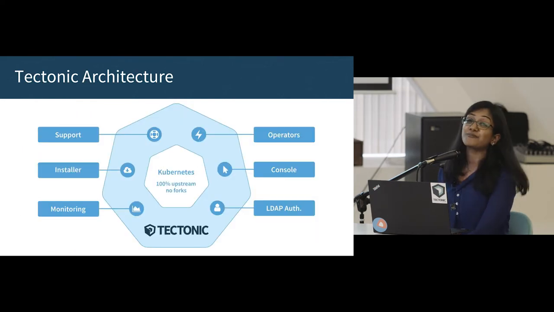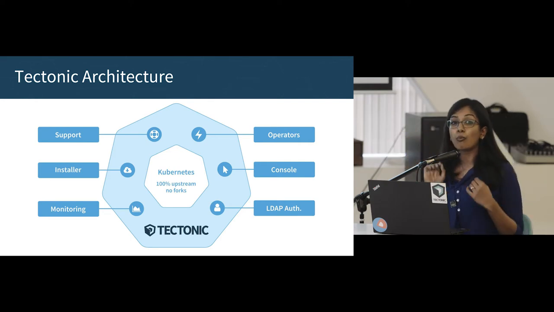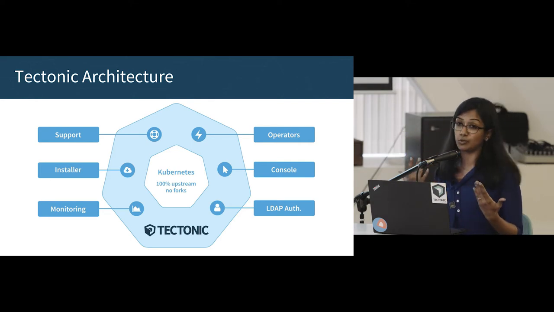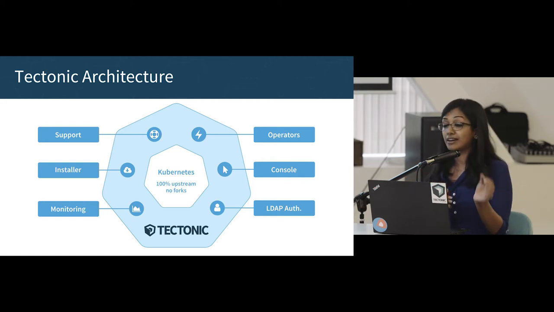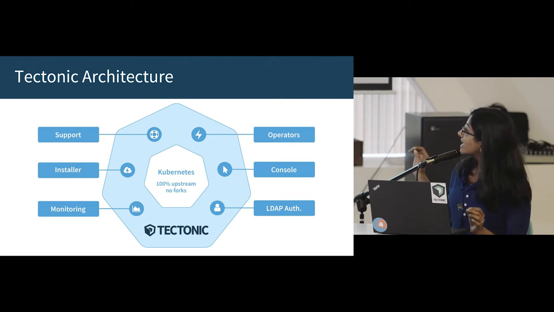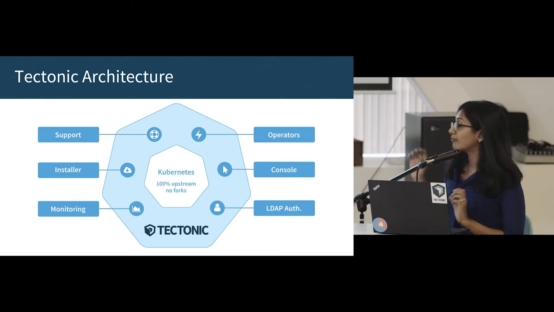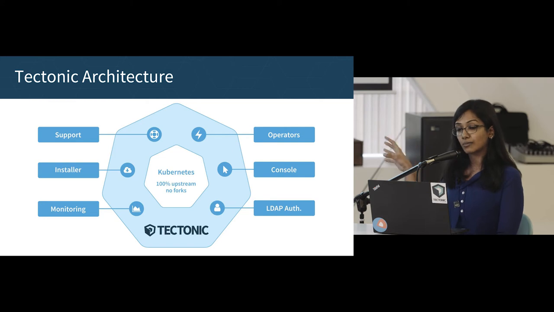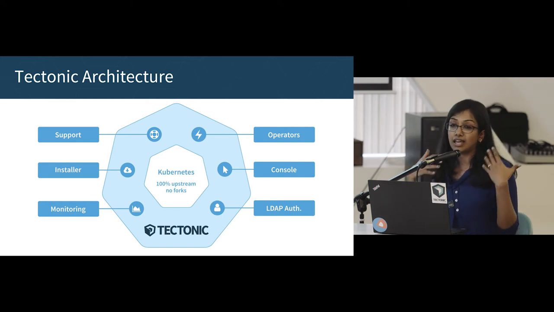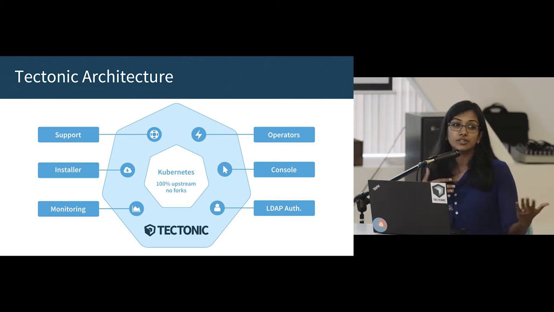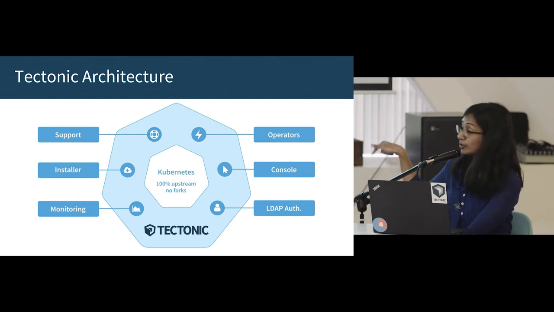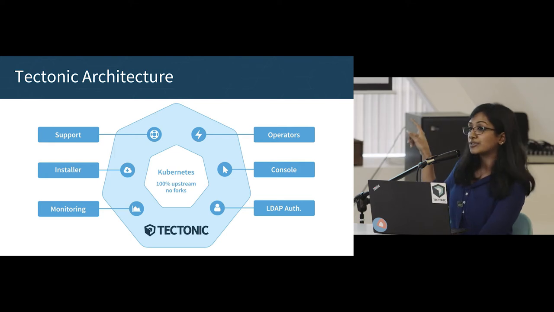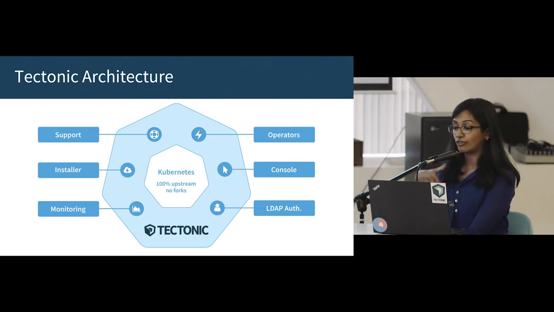But let's move on to what the Tectonic architecture is. At the heart of it, of course, we have 100% Kubernetes, upstream Kubernetes. We don't do a fork of it or anything. We literally take it directly from upstream. And then Tectonic packages it with all of these other cool little tools that we have that make it do what you want it to do. So the user can get full benefit of Kubernetes because of these tools. I'll quickly run through them, and then we'll dive into more detail in the following slides.